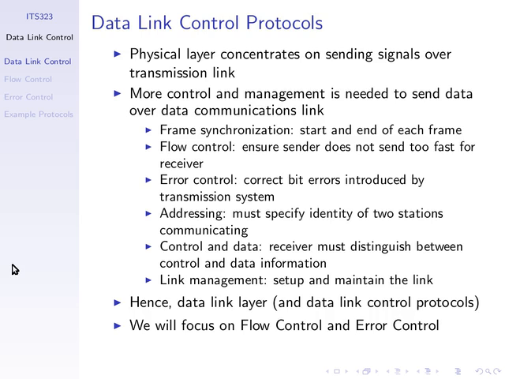So first let's talk a little bit about data link control protocols, or simply data link layer protocols. These are part of the data link layer, the second to bottom layer. The physical layer, from a simple point of view, is about sending bits or sending data as signals across some link. But to make that communication across the link work well, we need some more functionality, some more control and management of that link. And that's what we're talking about here with data link control protocols, controlling the communications across that link.